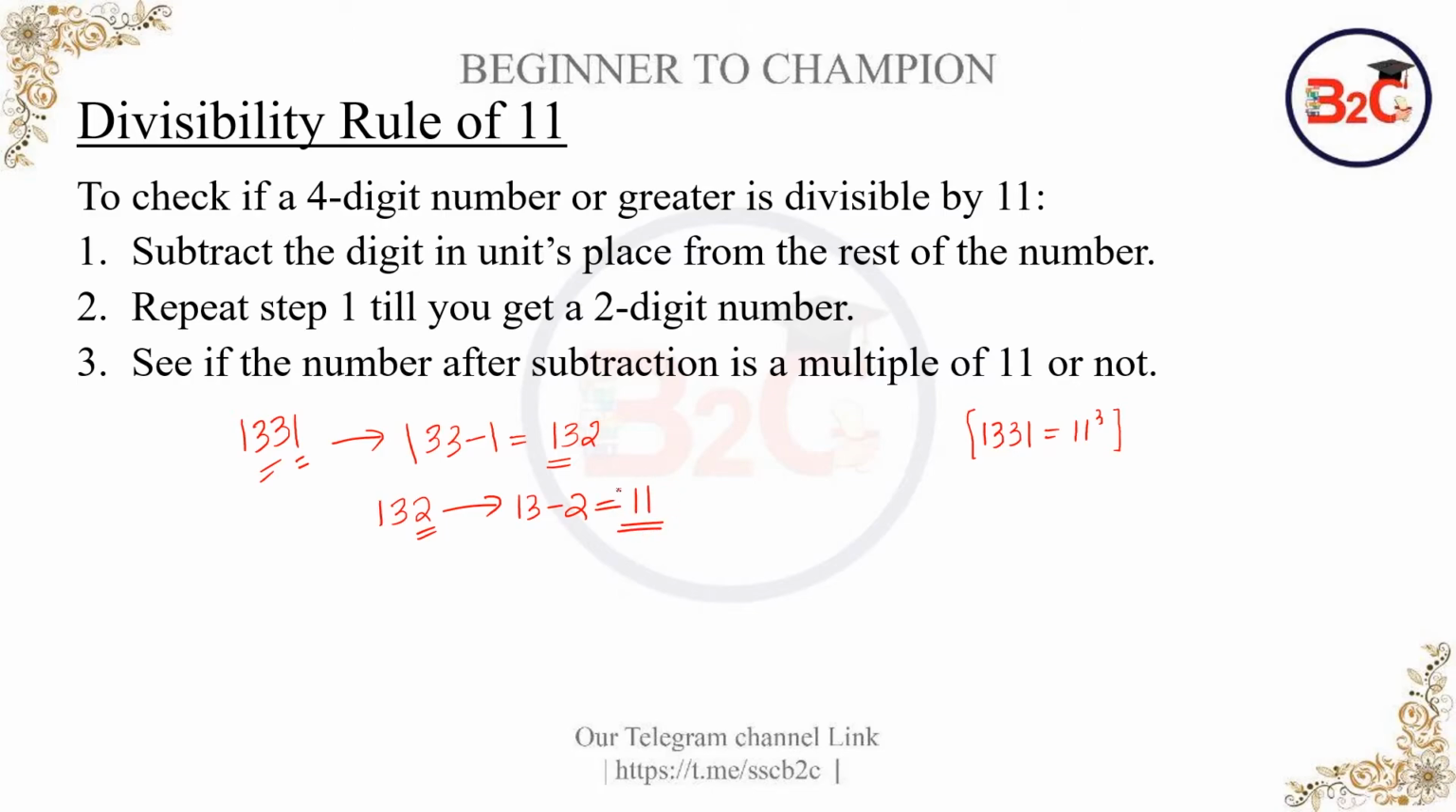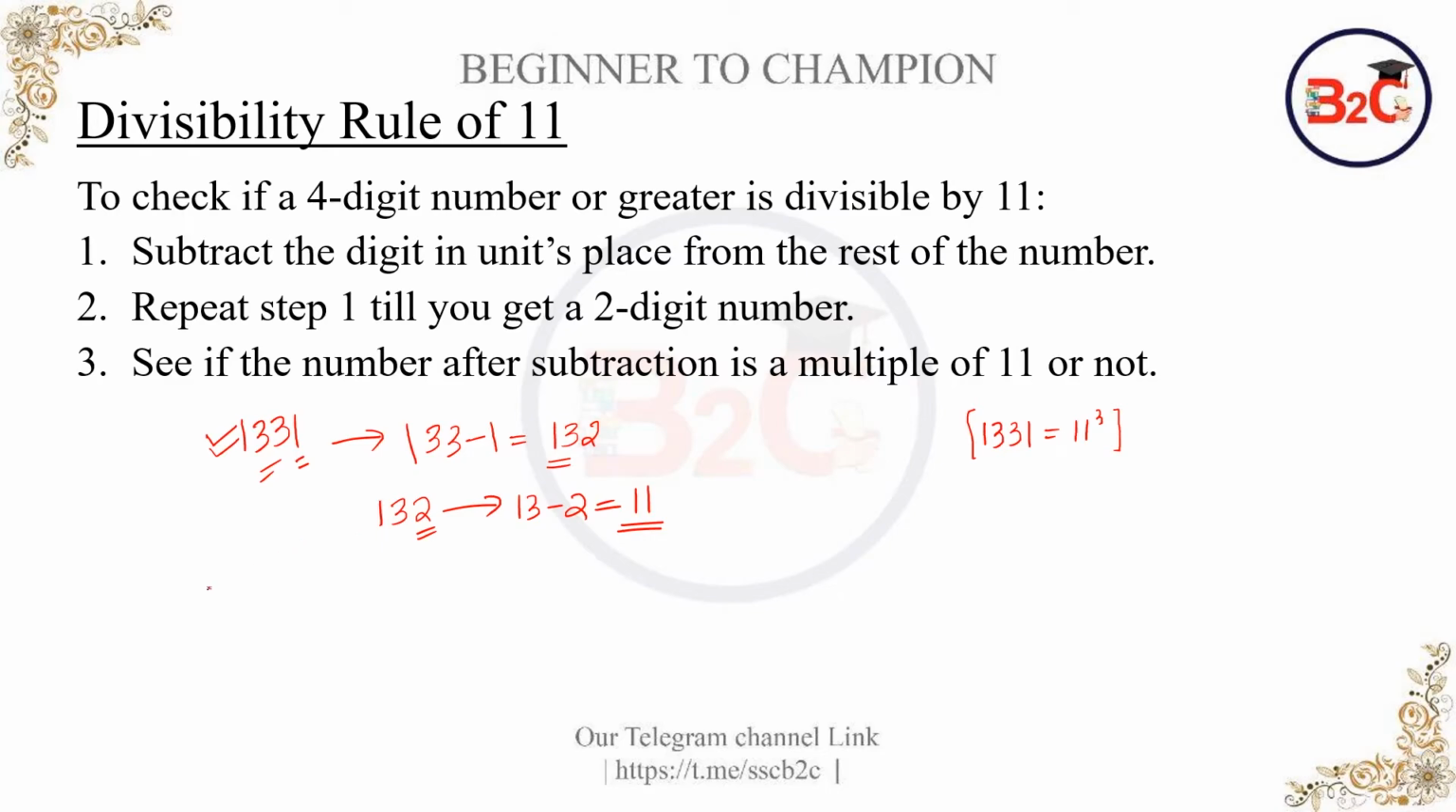So we have a 2-digit number, so we can stop step 1 here. And this 2-digit number is a multiple of 11. So this means that according to our method, 1331 is also a multiple of 11. And we know that this result is true because 1331 is 11 cube. So our method is verified in the case of 4-digit numbers as well.